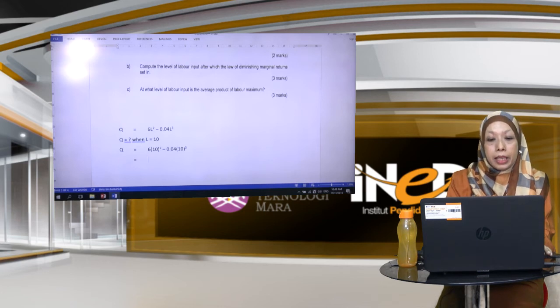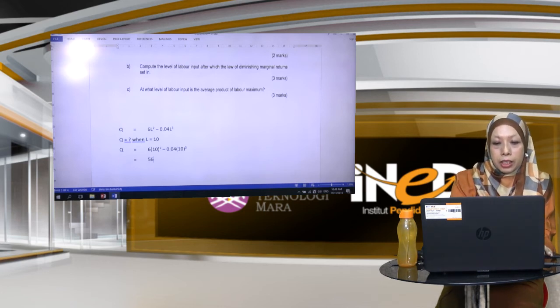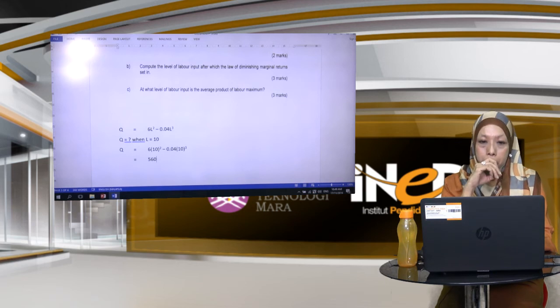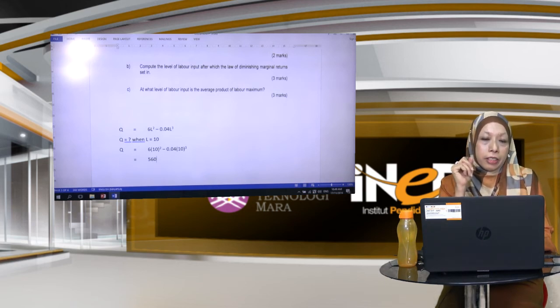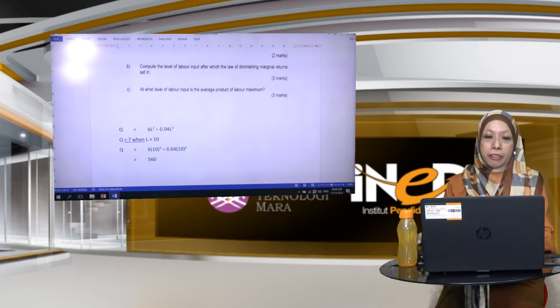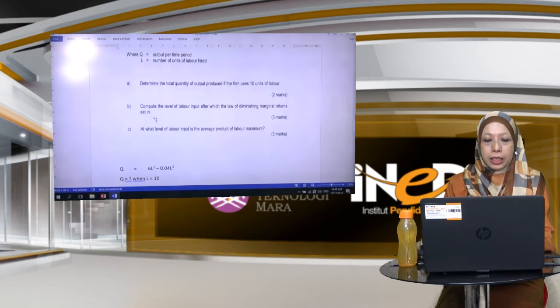So you will be getting 560. That would be the total output, where Q equals 560 when L equals 10. So output would be 560. Now let's look at the second question.